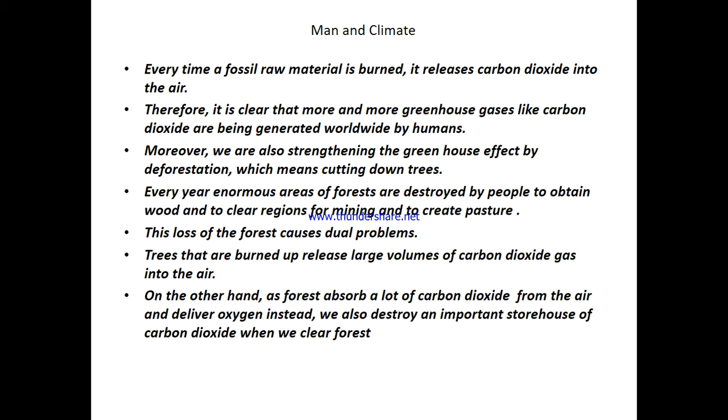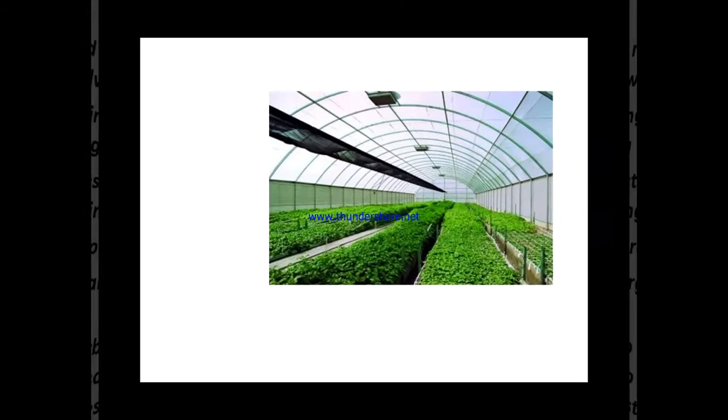Trees that are burned up release large volumes of carbon dioxide gas into the air. On the other hand, as forests absorb a lot of carbon dioxide from the air and deliver oxygen instead, we also destroy an important storehouse of carbon dioxide when we clear forest.